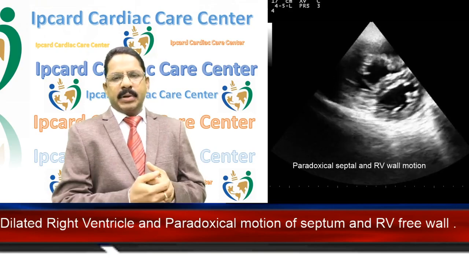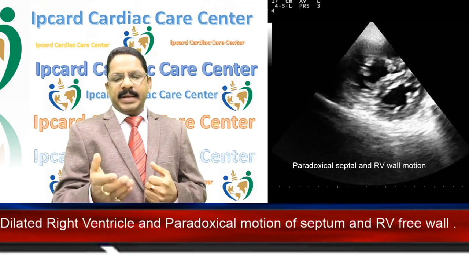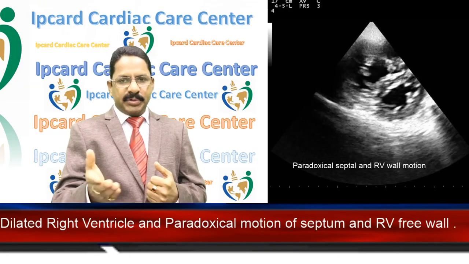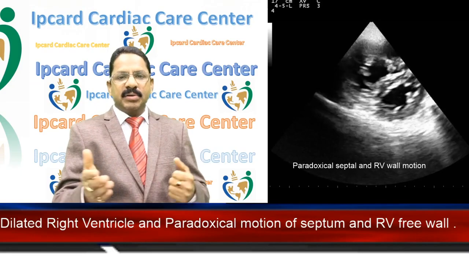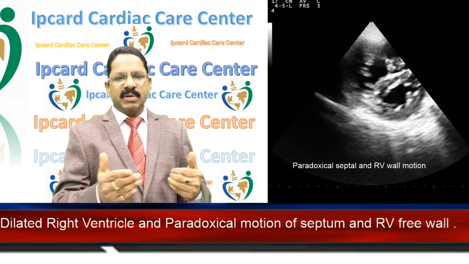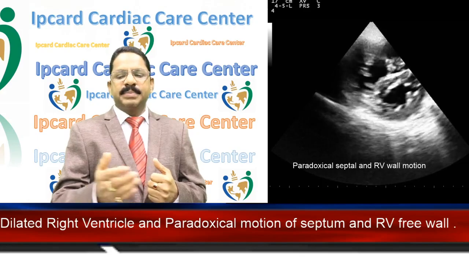It's a B mode echocardiogram. Parasternal paradoxical septal motion you can see. Right ventricular free wall and septal wall paradoxical septal motion.